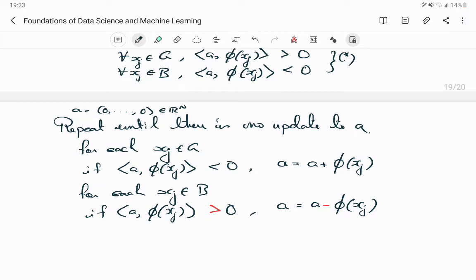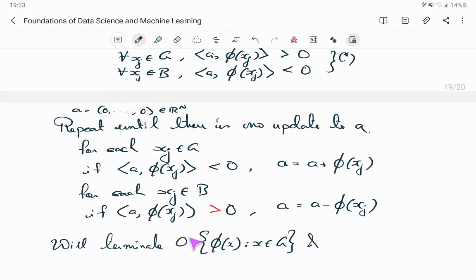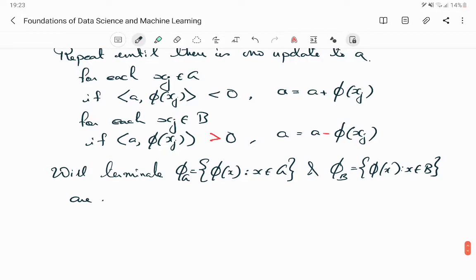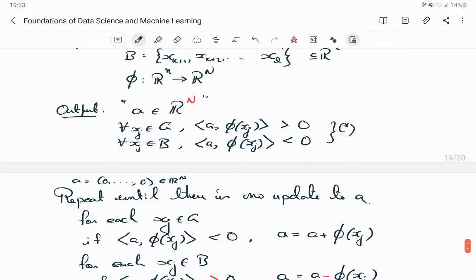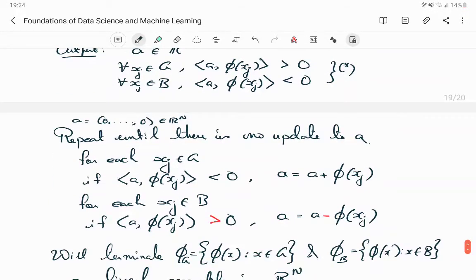Now, when do we know that this algorithm will terminate? This will terminate if these sets, phi of x such that x is in G, let me call it phi G, and phi B, which is phi of x, x is in B, are linearly separable in R n. That is when this will terminate, and in that case we also know how to bound the number of steps of this algorithm. So this way we can essentially just run the perceptron algorithm in R capital N, and get the result.